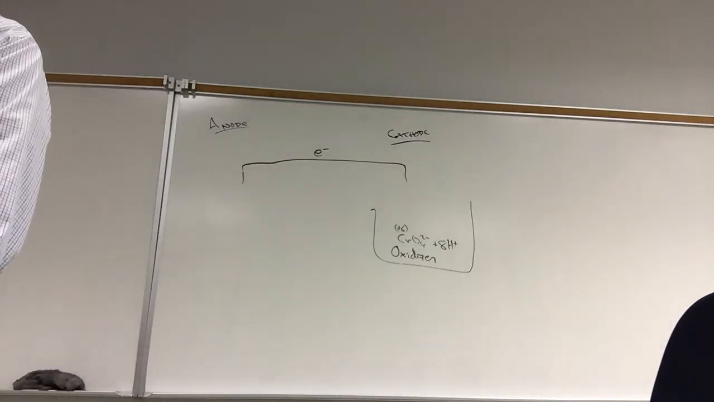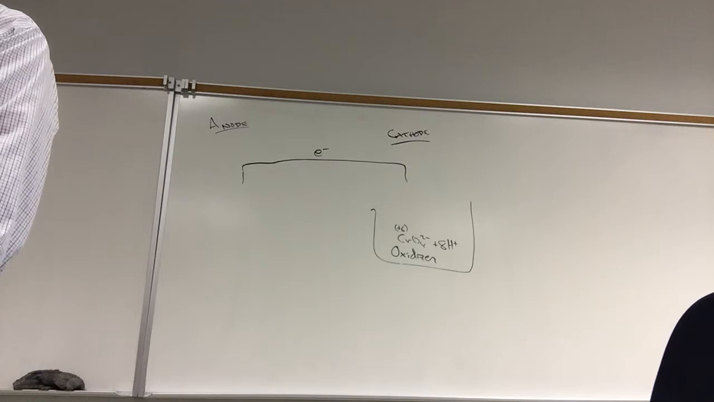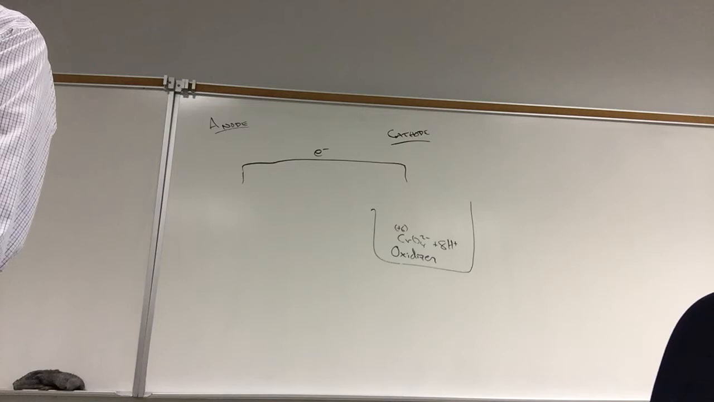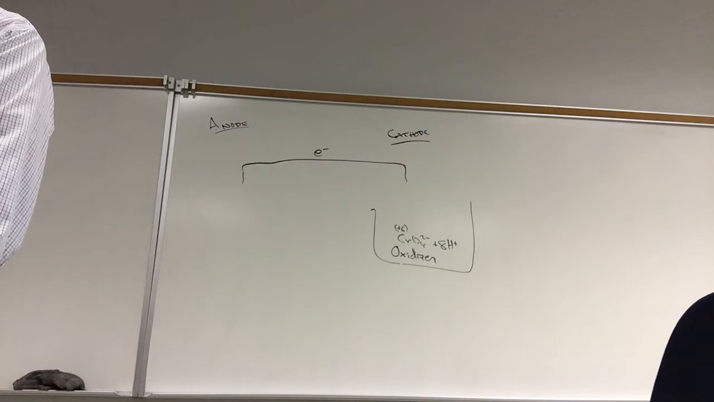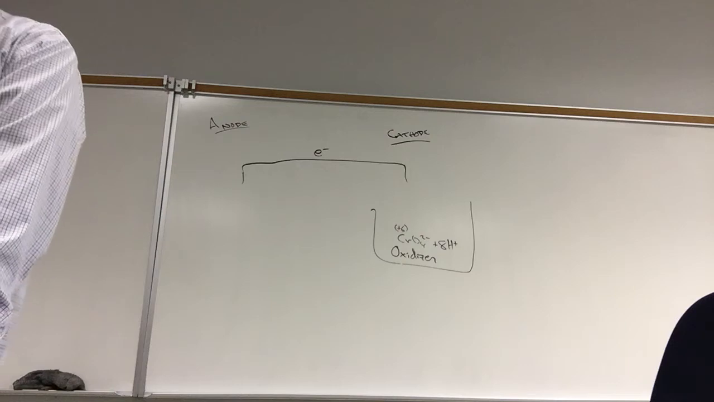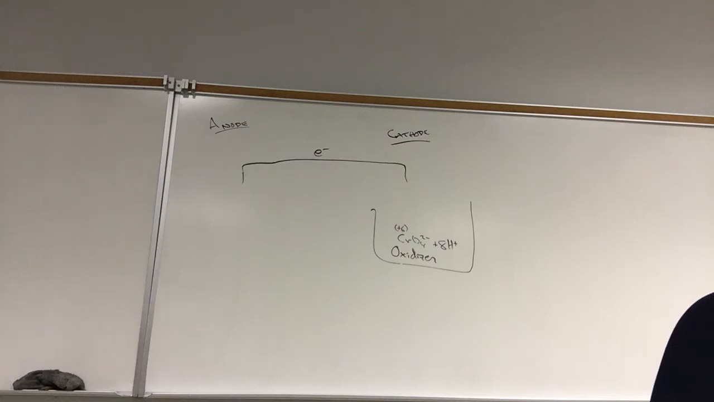Now, does the reducer have to be a reactive electrode? No. Pick a reducer that, for example, can a cation be a reducer? Is that possible? It is possible. Can you name a cation that would lose electrons? You could look at the chart. Fe2 plus? Fe2 plus could go to Fe3 plus and lose an electron. What else? Copper 1 goes to copper 2. What else?